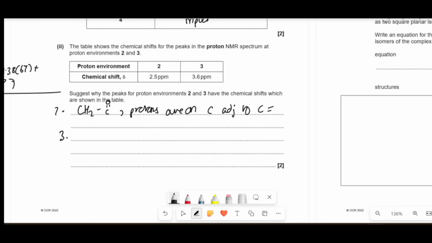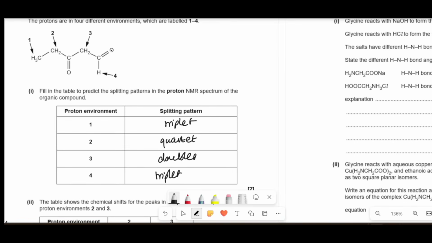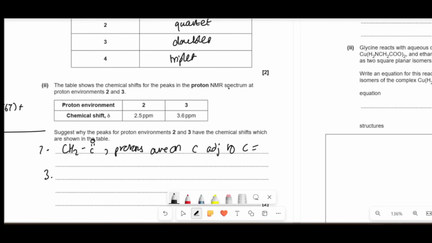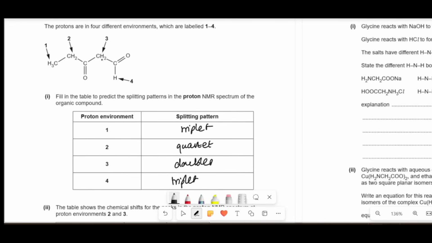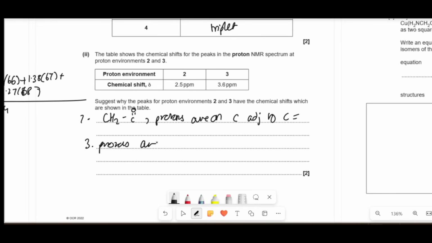So then the other environment 3 is at 3.6. So what is the 3.6 going to be? Let's have a look at the environment of the third one. So it's here, and it's also there. You can't just look at the data sheet and say, oh, 3.6, because if you look at the data sheet, it says this, and that's not what that is. So the only other explanation for why it's got this chemical shift as shown in the table is probably because it's in between an aldehyde and a ketone. So the protons are surrounded by a C double bond O on either side, you could probably say, to be honest, either side.